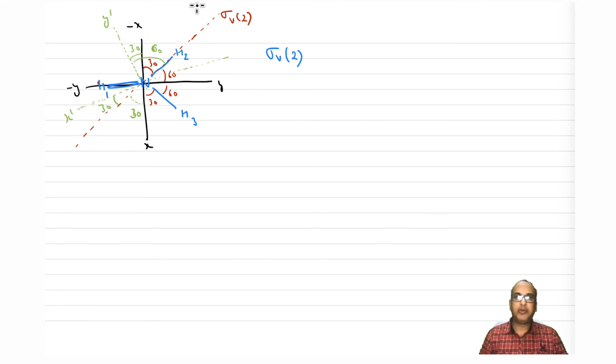Now let us try to write down x prime and y prime in terms of x and y. It is easier to see if we say that x prime, which is this, can be written in terms of x as x cos 60, because this angle is now 60 degrees. So we can say that x prime can be written in terms of x cos 60 minus y sin 60.